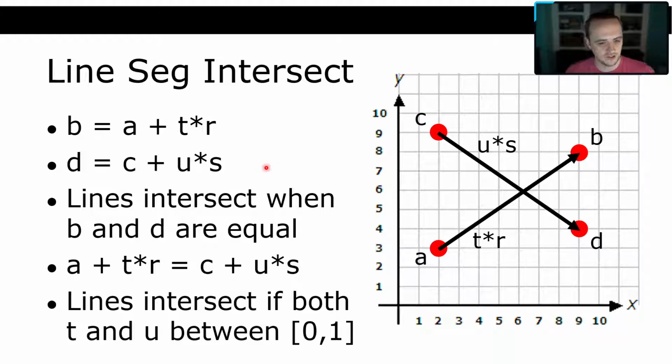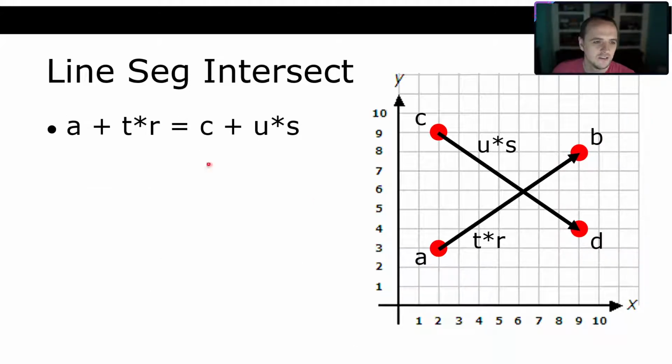And the lines intersect if both T and U are between 0 and 1. Now, why is that? Well, if we had a T value greater than 1, then our point would be out here somewhere. If it was less than 0, it would be out here somewhere. So if we're intersecting out here, or if we're intersecting up here, then this is not an intersection between the 2 points. So just keep in mind that T and U both have to be between 0 and 1 to make sure that that intersection is actually in the middle of this whole structure.